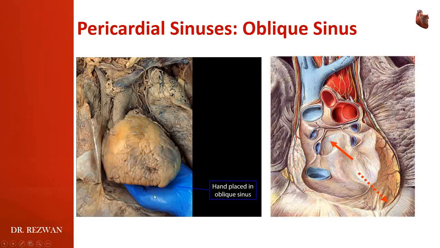Here we can see the person placing his hand behind the heart, that means behind the base of the heart. The base of the heart is mainly formed by the left atrium. So the person is placing his hand behind the left atrium, and the space where the person is placing his hand is nothing but the oblique sinus. So if you remove the heart, then we can see this space over here, which is the oblique sinus, and we can see it is present in between the superior and inferior vena cava and, on the right side, the right pulmonary veins, on the left side the left pulmonary veins. Inferiorly it is free.